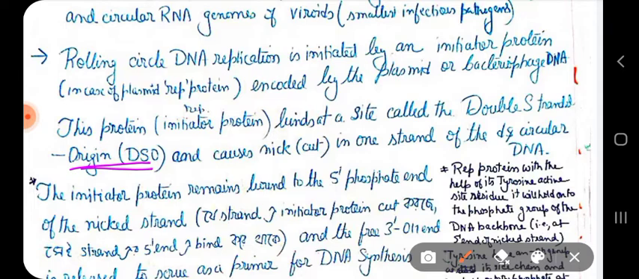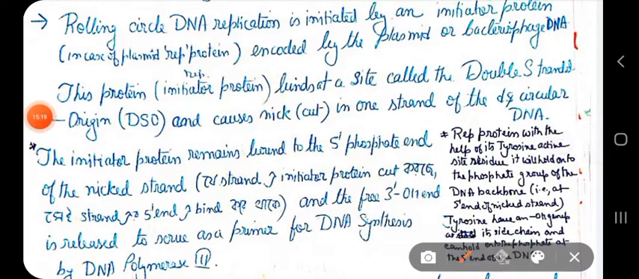and then the same tyrosine residue of the active site causes a nick, a cut on one of the strands of the double stranded circular DNA. Again I am repeating. REP protein is the initiator protein which binds to a certain site in the circular DNA called the double stranded origin. In that double stranded origin it cuts and causes a nick. Nick means a cut on one of the strands of the double stranded circular DNA.